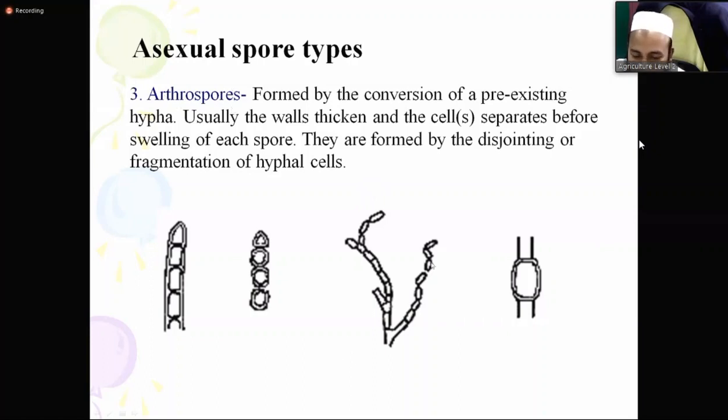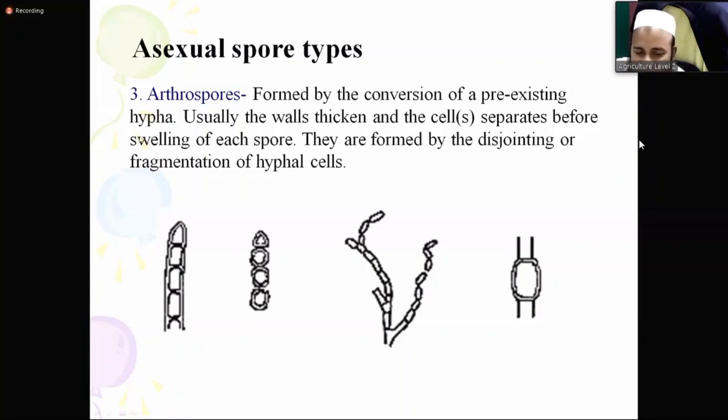Before separating, they actually make some thickening. They also deposit something, so the cell wall and the spore wall are thick, but not like chlamydospore. Chlamydospore is highly resistant, but this is not resistant. And in the case of chlamydospore, a few cells can be converted, but here all cells are converted. So arthrospore is formed by the conversion of a pre-existing hypha.